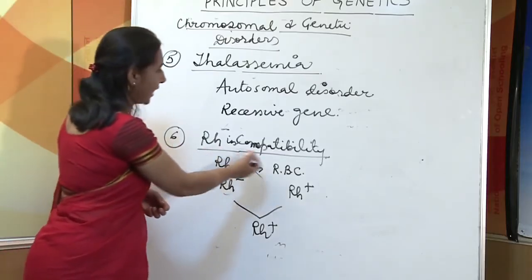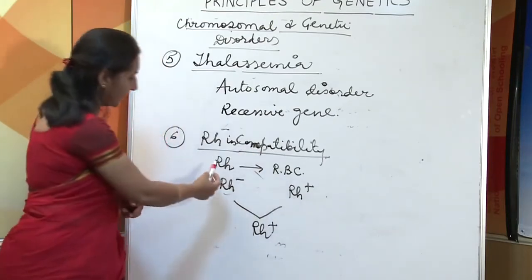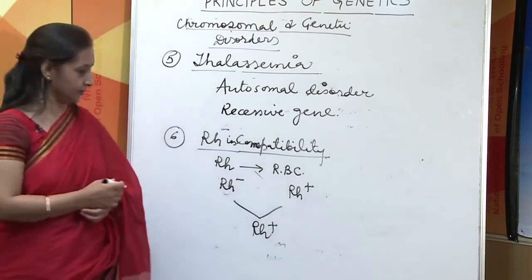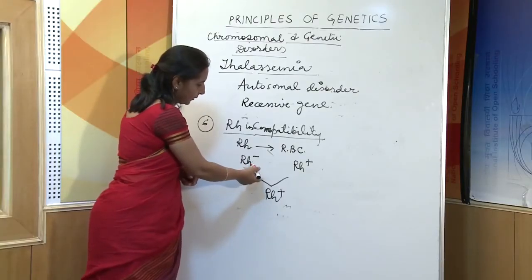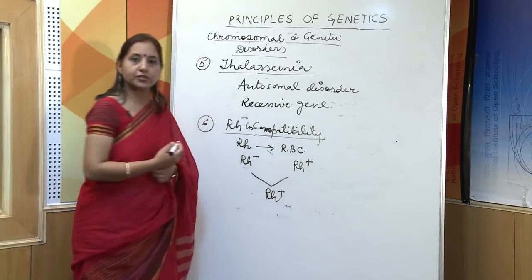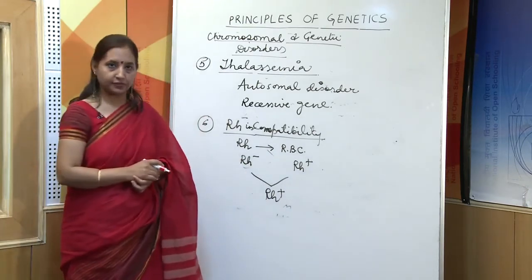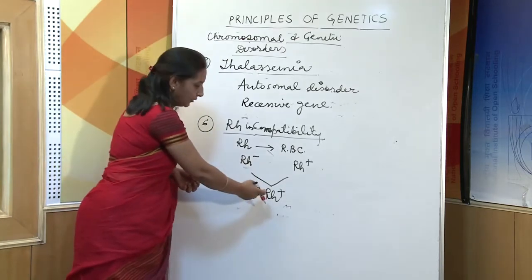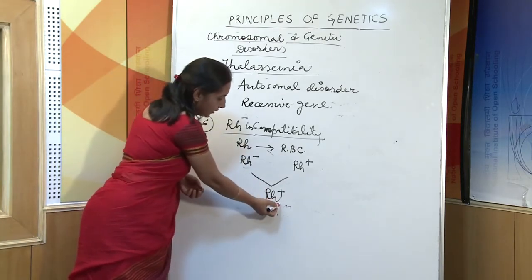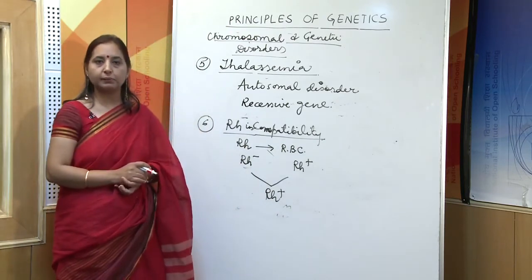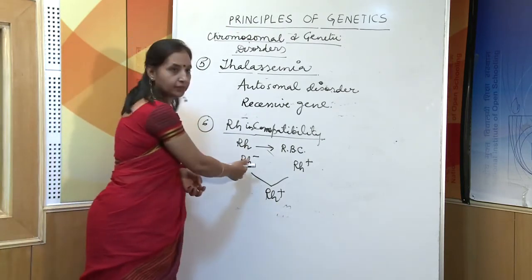Next disorder is Rh incompatibility. Rh is the protein or the antigen present on the surface of RBCs. If an Rh negative mother marries an Rh positive father, then they may bear a child who may be Rh positive. There may be mixing of the blood. As a result, the antigen will boost the immune system of the mother and antibodies will be produced in the body of the mother.